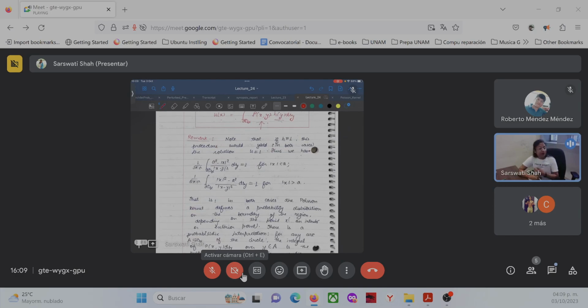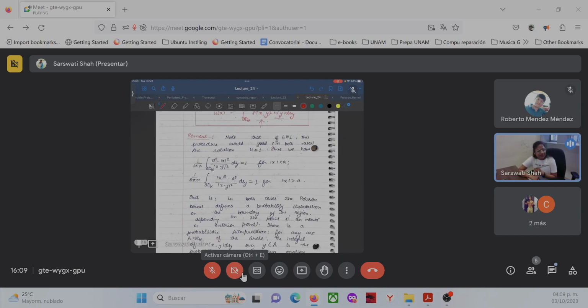Now, one most important thing. What will happen if the boundary value is defined as 1? Note that if the boundary value h is defined as 1, this procedure would yield in both cases the solution u equals 1. The solution is u equals 1, just keep the boundary value equal to 1. So this integration dy equals 1 over the boundary, where modulus of x is less than 1, will be 1, and this will also be 1.